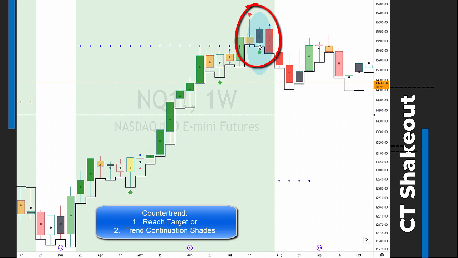If this had entered here, it would have had a high probability to go down, but it never did. So this is a trade that really didn't enter, but it looked good because of all the criteria.